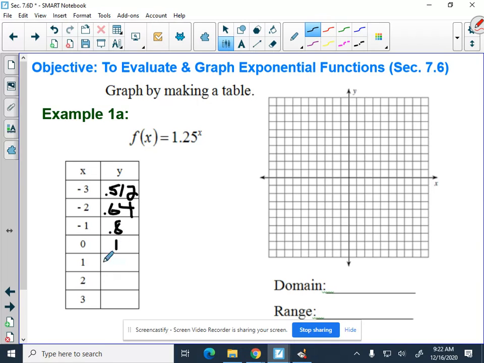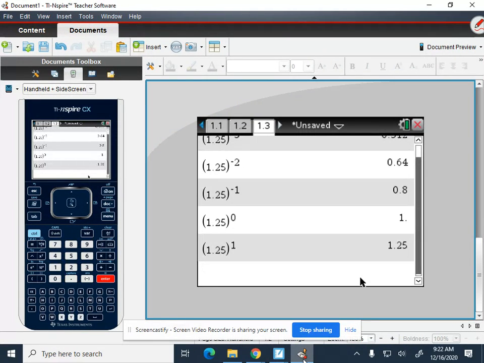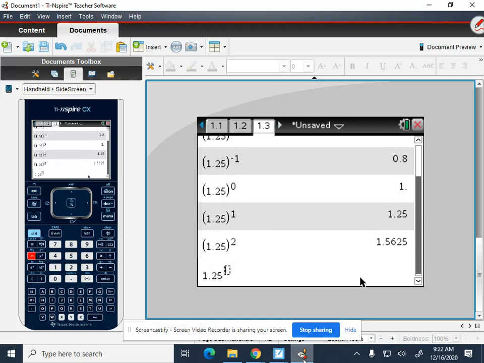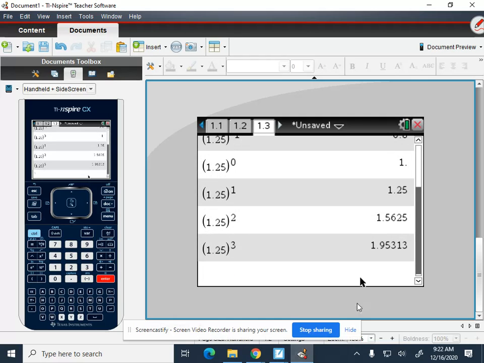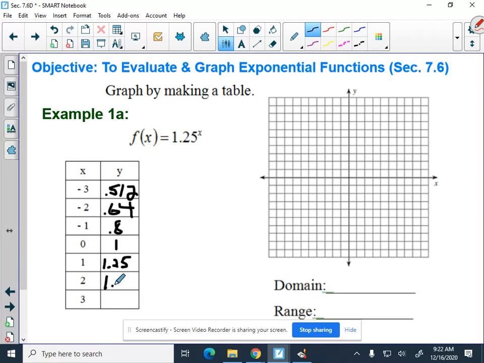Then we raise it to the first power. Anything to the first power is itself. That's also a rule. 1.25 raised to the 1 is 1.25. 1.25 to the second, 1.25 to the third. You get 1.56 and 1.95. Okay?